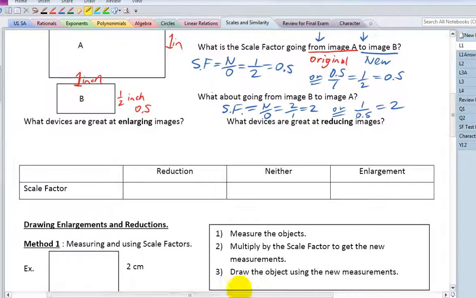So what are some images that are good? What devices are great at enlarging images, making small things bigger? Magnifying glass. What else? Surgery? Glasses. Good. What else? Yeah, contacts. What else?